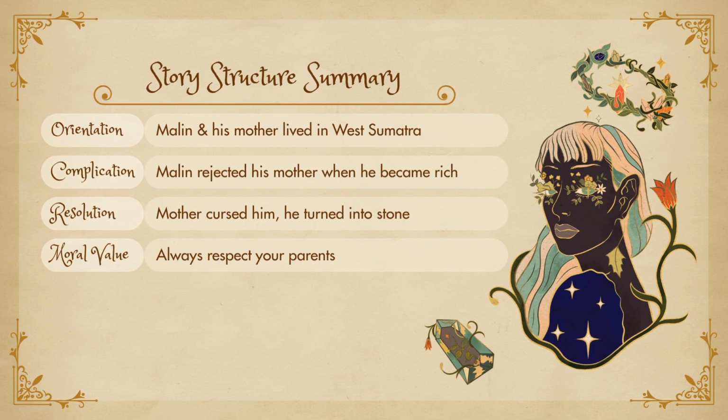Let's do a quick review about the structure we just learned. Number 1, orientation. Malin and his mother lived in West Sumatra. Number 2, complication. Malin rejected his mother when he became rich. Number 3, resolution. His mother cursed him and he turned into stone. Number 4, moral value. Always respect your parents. See? It's easy to identify when you know the structure.